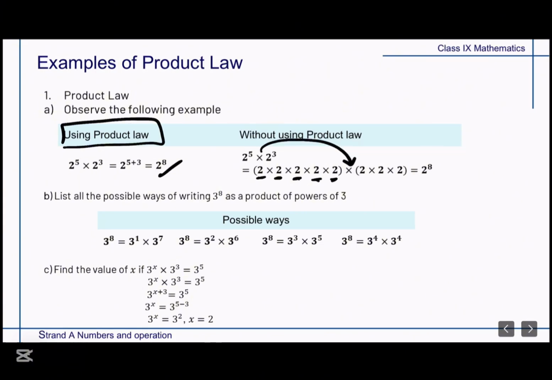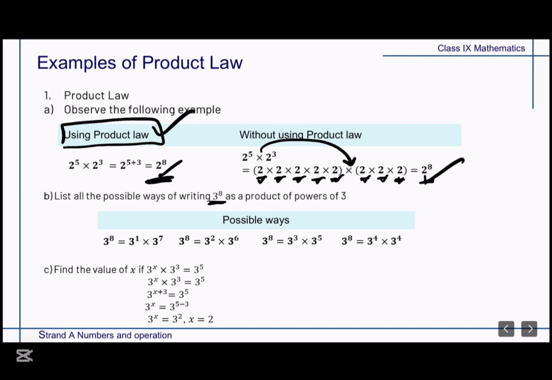2 raised to 3 means 2 is multiplied 3 times. So if you open the bracket, you will notice that 2 is being multiplied 8 times. Which shows that even without using the product law, you get the same answer, hence proving that our product law is correct. Now in part B, it is saying find the possible ways to write 3 raised to 8.